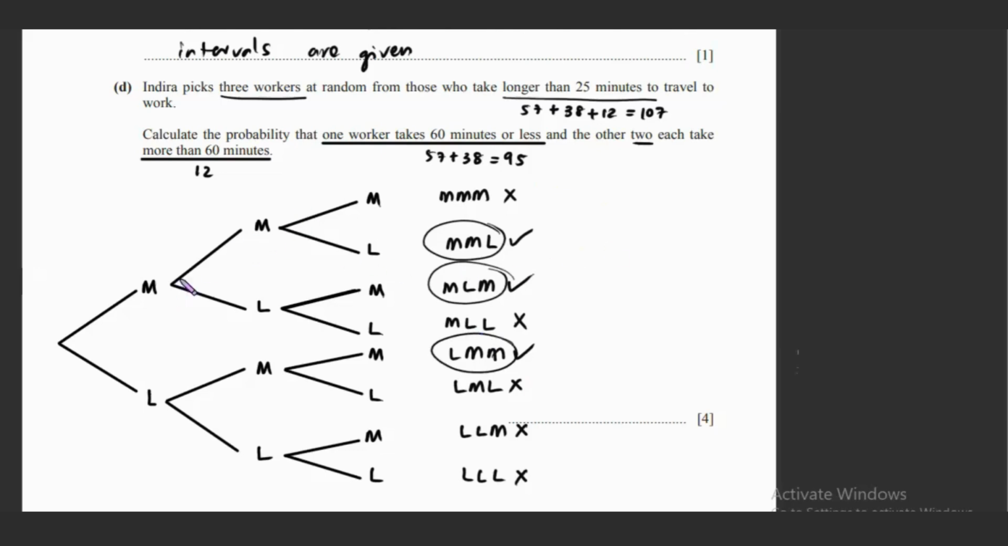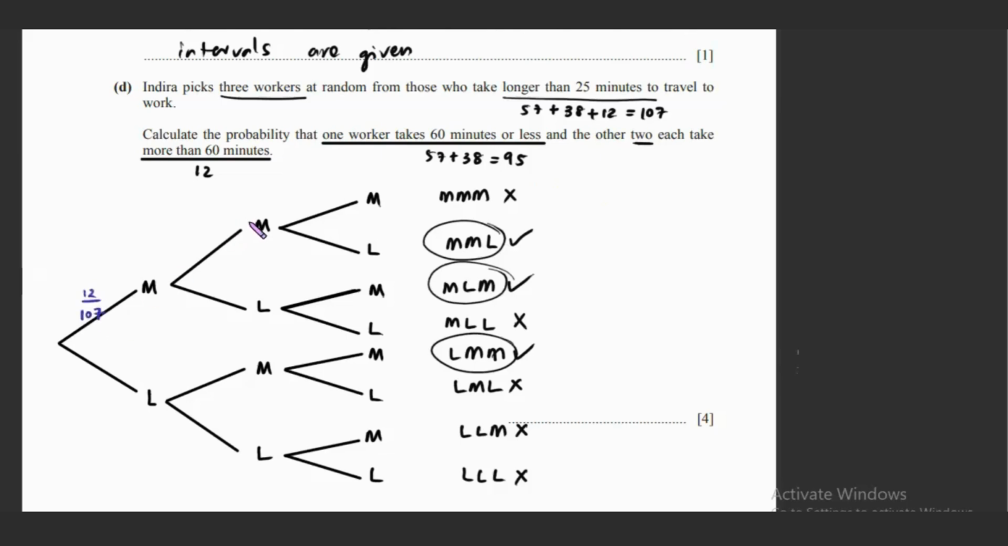Now, I'm going to explain how to complete this tree diagram that is given. Now, in the question, out of these 107 workers, those who take more than 60 minutes is going to be 12, which means we can write the probability here as 12 over 107.